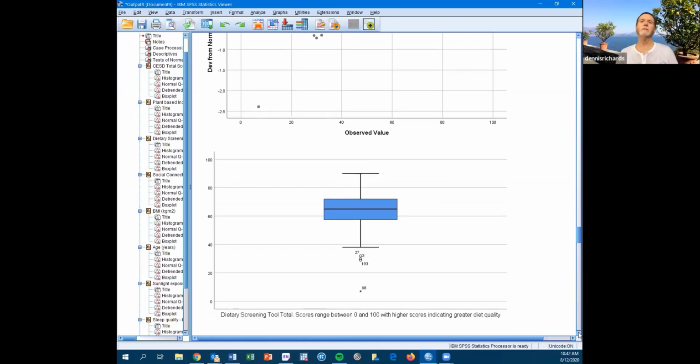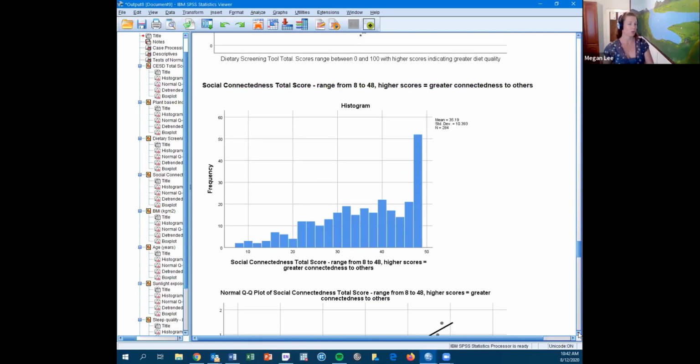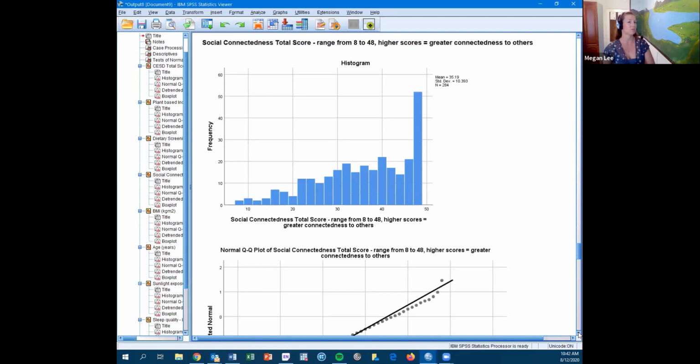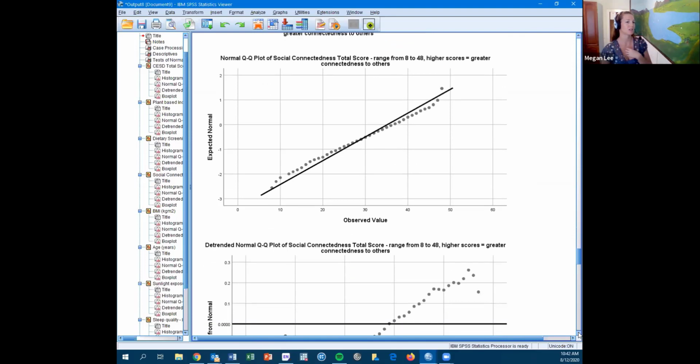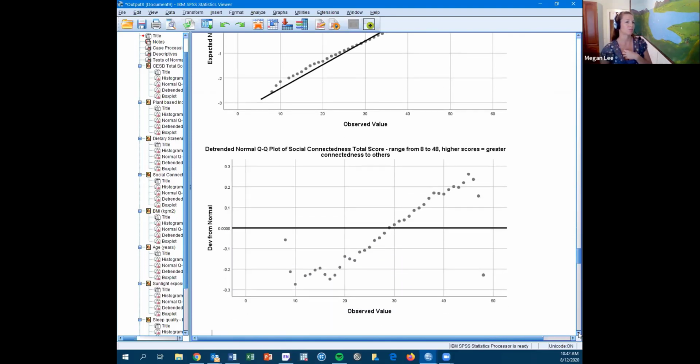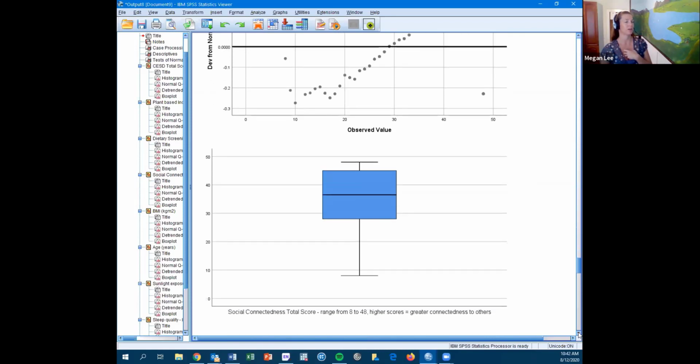Here's our social connectedness score. Also skewed negatively this time, which is good. That means there's more people up at the higher end of social connectedness. The QQ plot's looking a lot more normal. However, it's still a little bit snaked. About the same above and below, which is good. And then we don't have any outliers for social connectedness. So that's good. It's a nice normal.